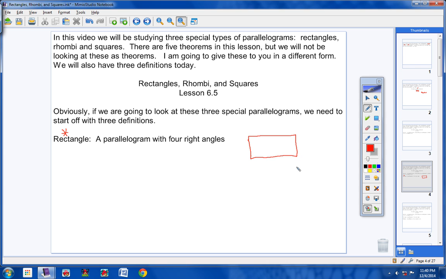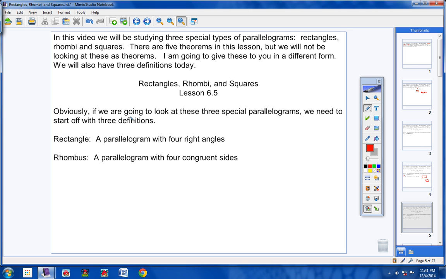But you know what else would be a rectangle? This would be a rectangle right here. A square is also a rectangle. How do I know that? Because it's a parallelogram, and you have how many right angles? 4 right angles. Okay? So in order to have a rectangle, all that you need is this: a parallelogram with 4 right angles. You need to know that. Okay, moving on. What is a rhombus?